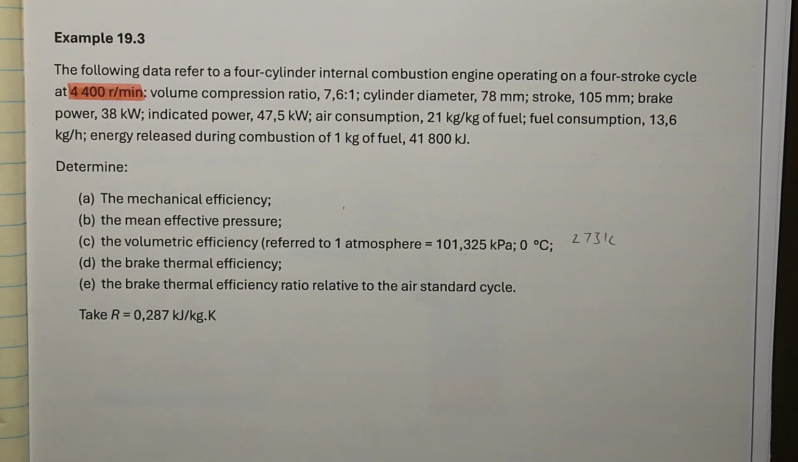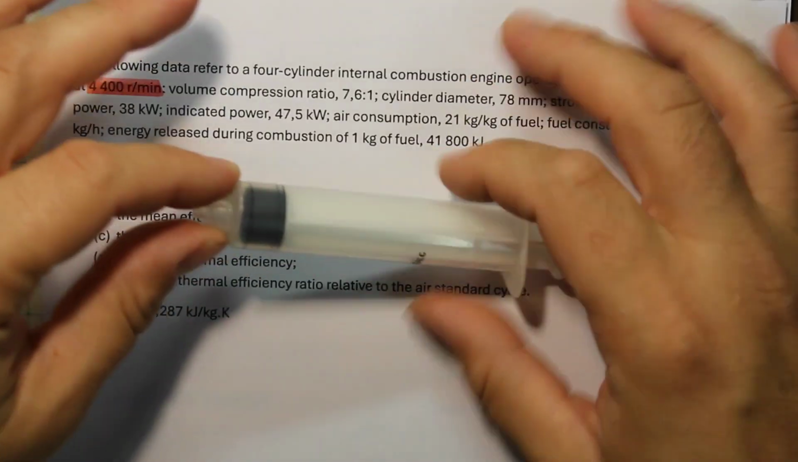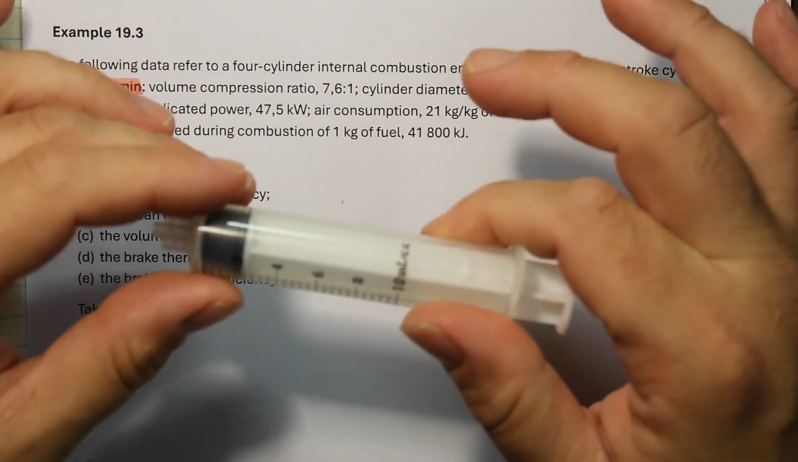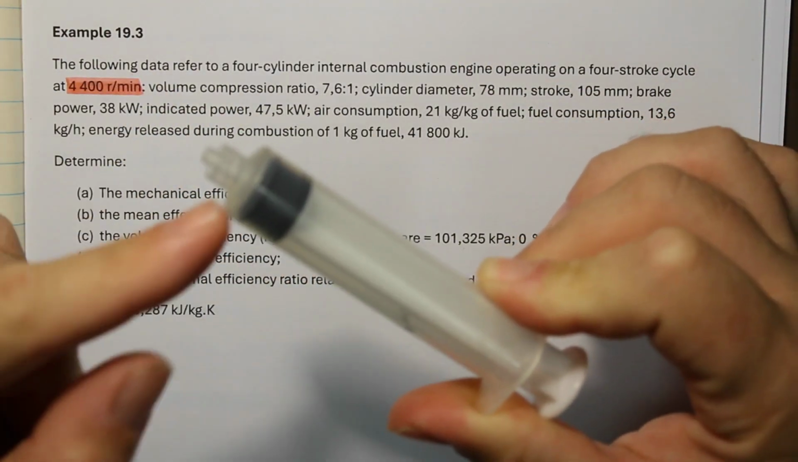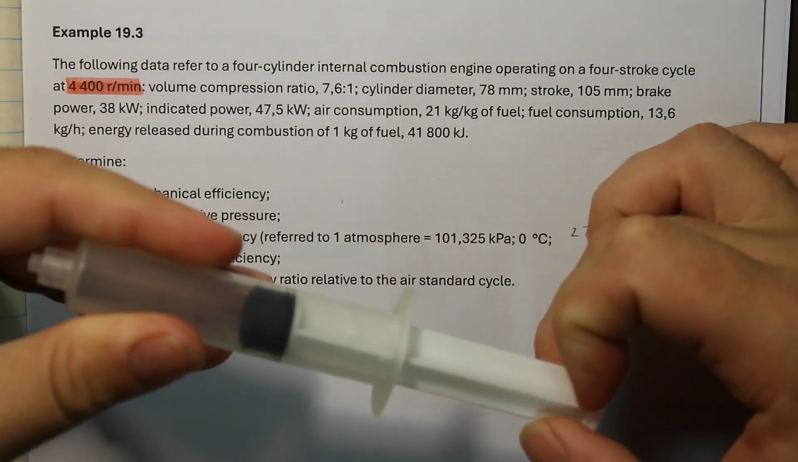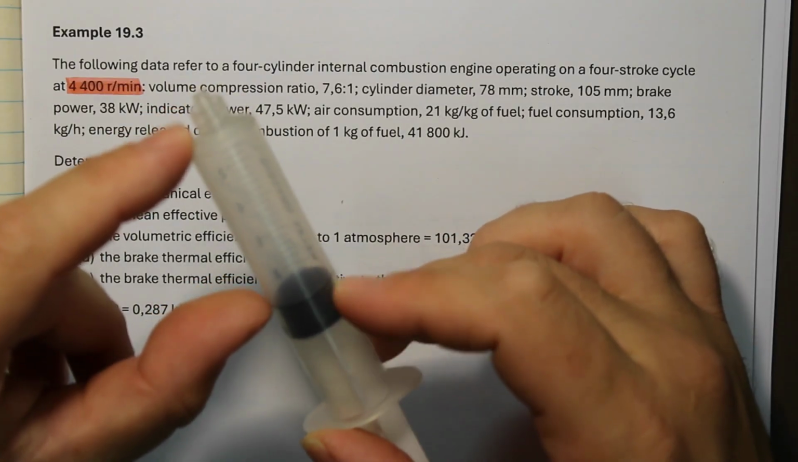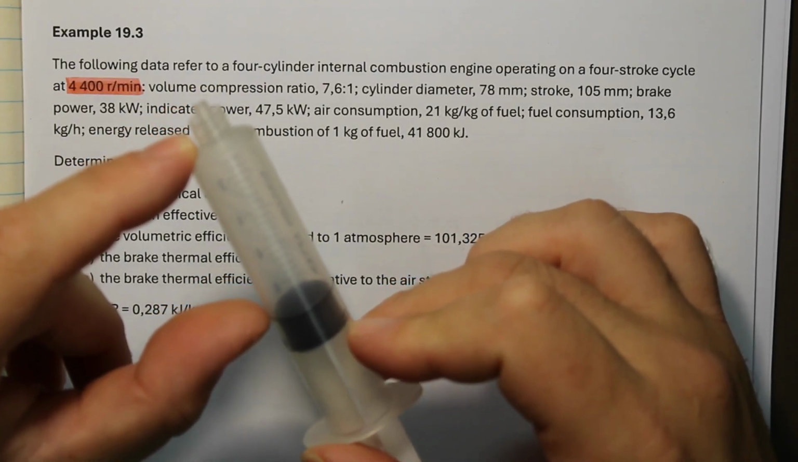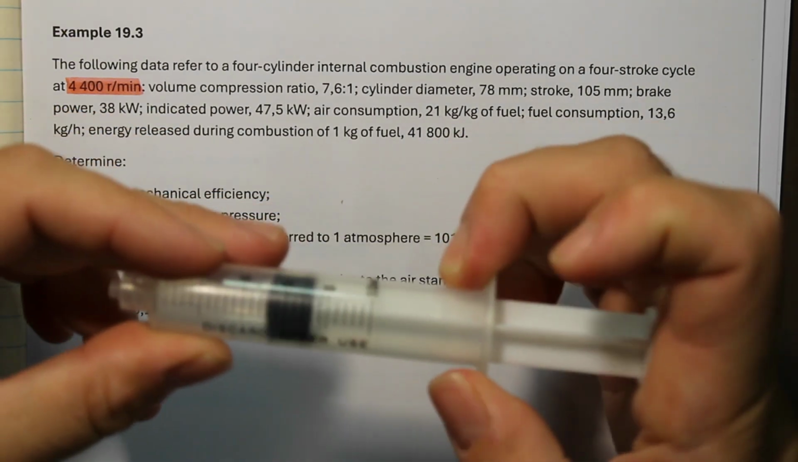Then it says that the volume compression ratio is 7.6 to 1. I'm sure you all know what that means. Let me illustrate quickly with a syringe. When the cylinder is all the way at the top, we can say that's 1. And when it's all the way down at bottom dead center, the volume has increased by 7.6 times compared to top dead center. All right, so that's what that is.